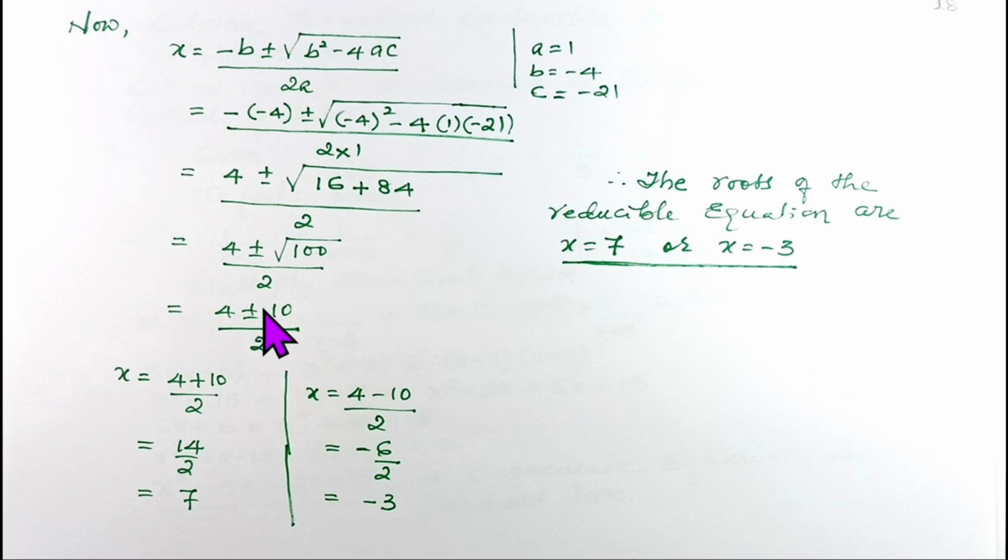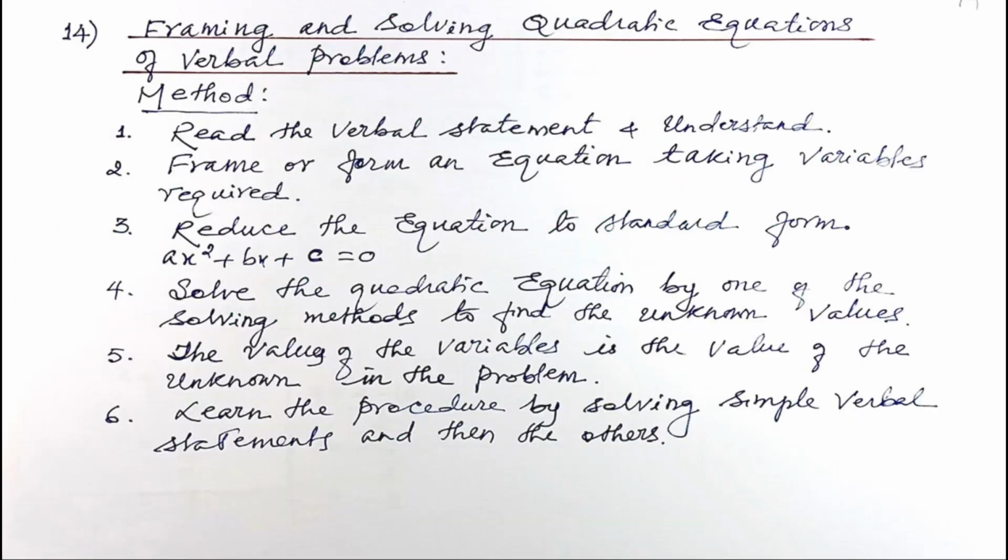That means x is equal to (4 plus 10) upon 2 and x is equal to (4 minus 10) upon 2. Again simplifying, we get x is equal to 7 and x is equal to minus 3, and they are the roots of the quadratic equation, which was not in standard form. We converted it into standard form, then used the quadratic formula and found the roots. Remember that.